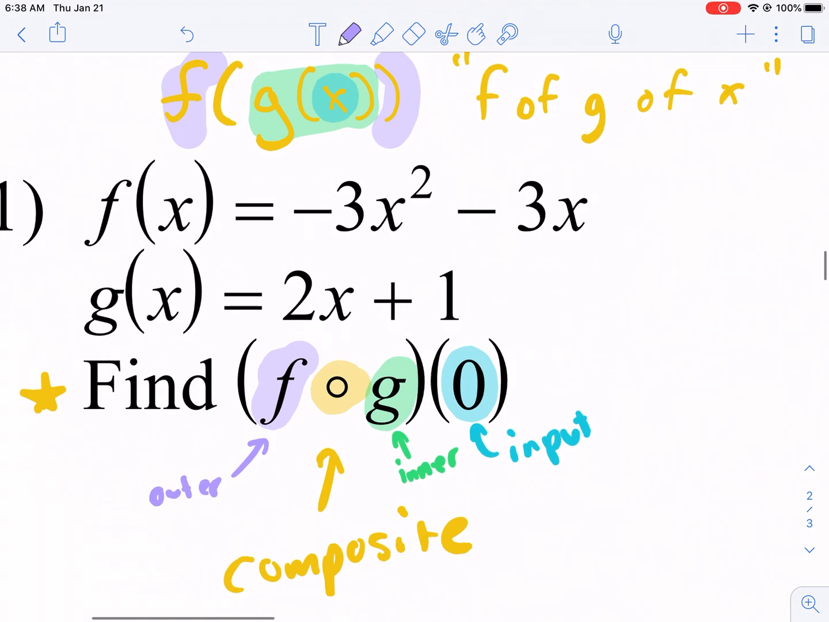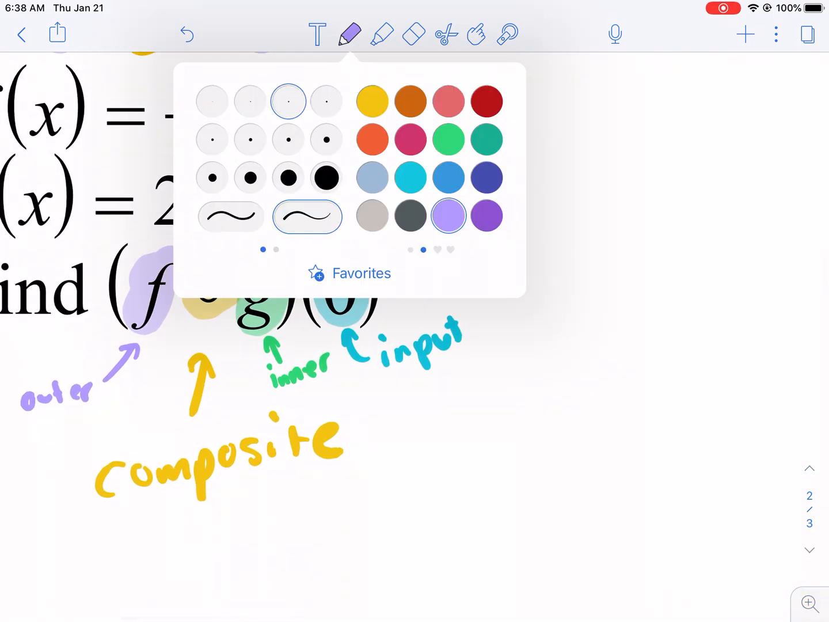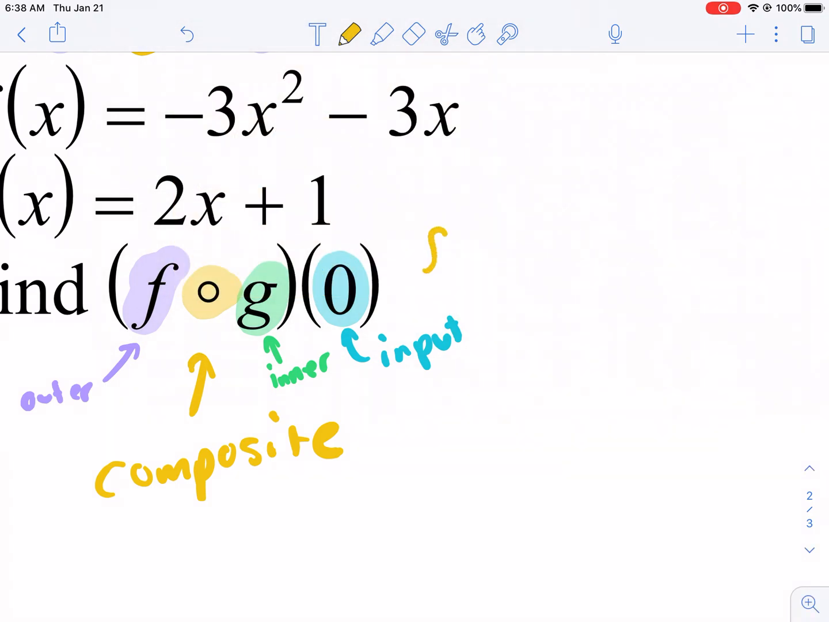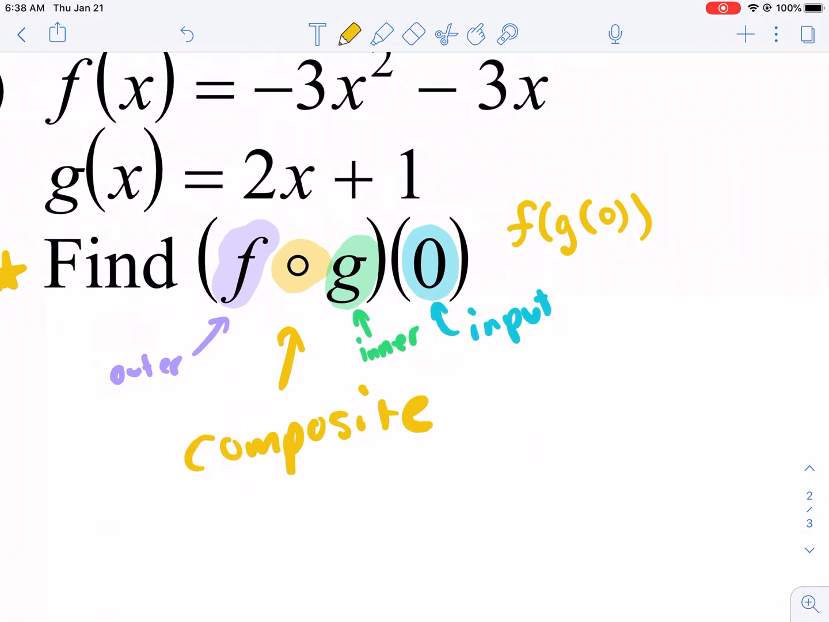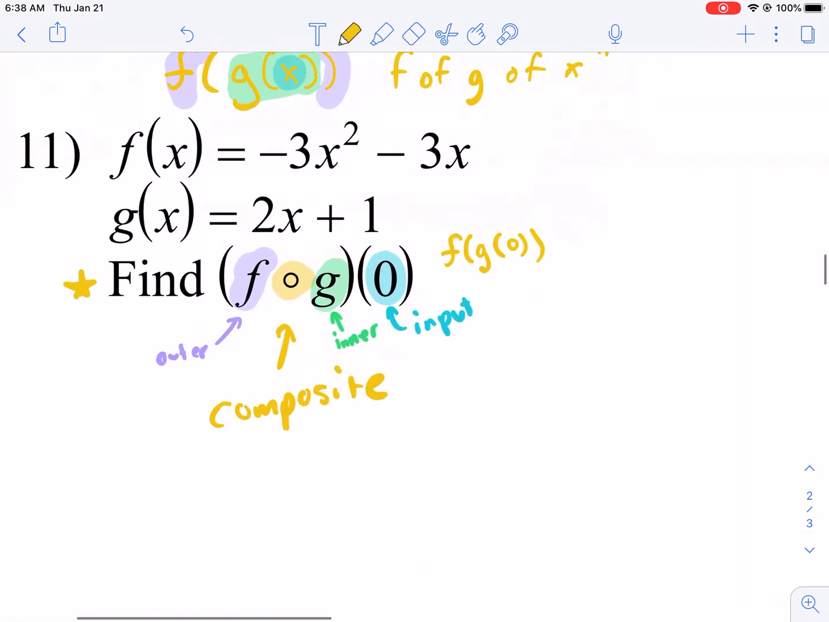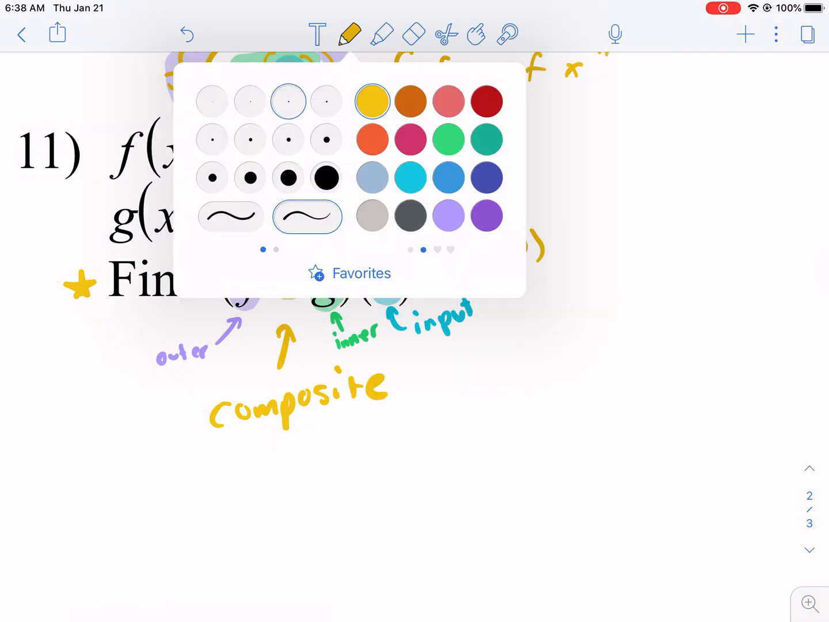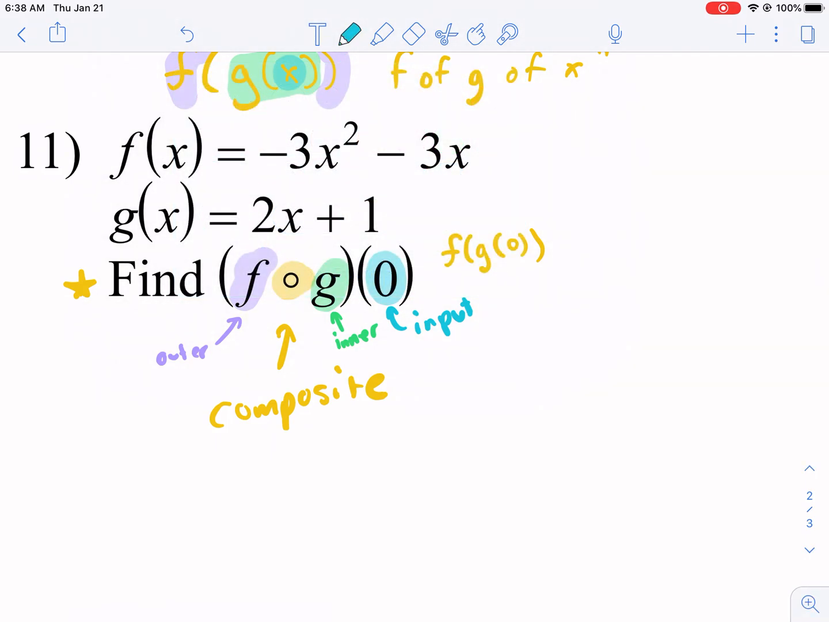Okay, so two different ways to write it. If I were to write it in the exact same way with the input of 0, it would be f of g of 0. And that's how we would write that. But it means the same thing, okay? Now, what do we do with this? Well, you need to have some understanding of functions first. But if we had g of 0, what would we do there?